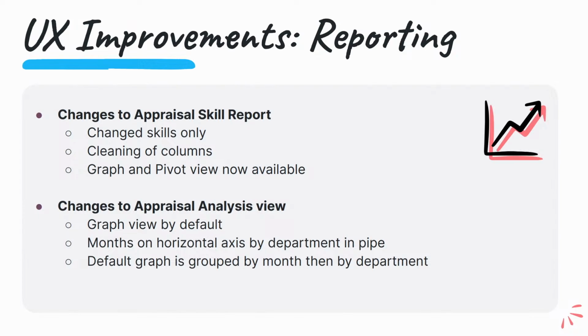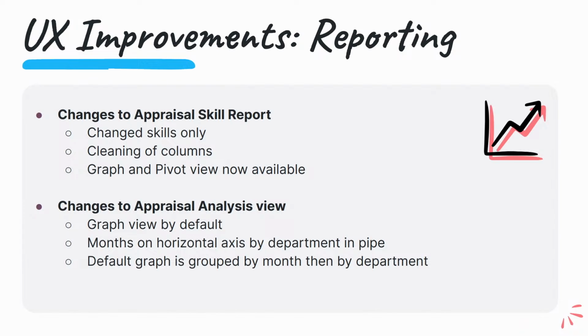So now we show in this report only the skills that have actually changed. Before we showed every skill, now we show only the skills that changed during appraisals. We did a little bit of cleaning and revamp of the columns, how and where they are available, so that the information is clearer for the person who reads this report. Then we've got an addition with the graph and pivot view that are now available also for this report.